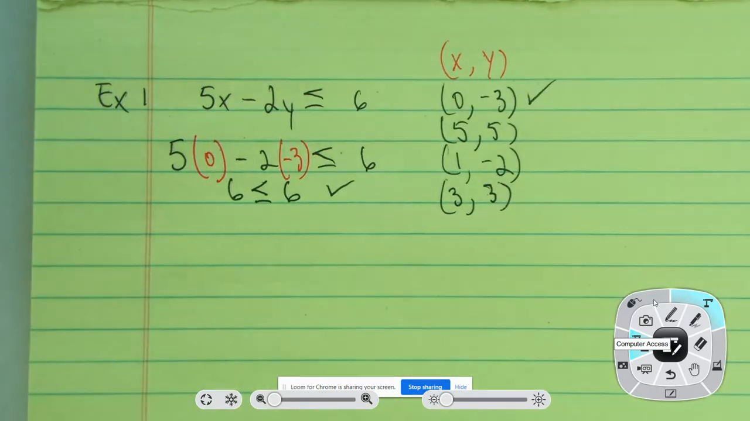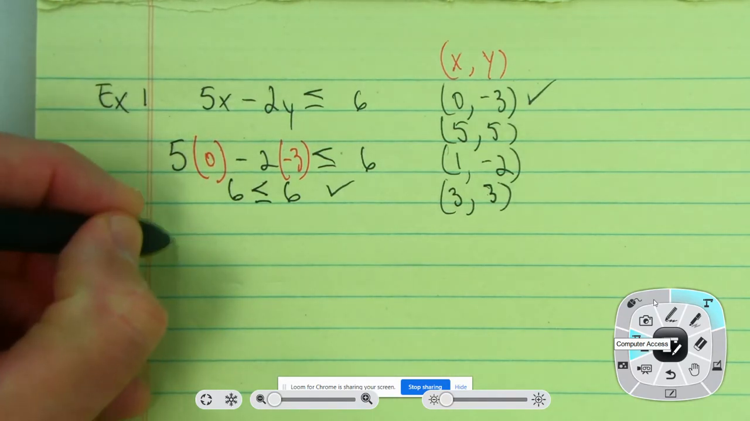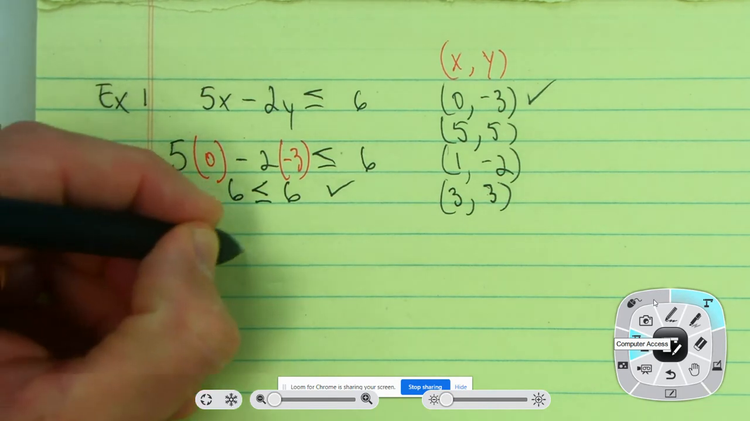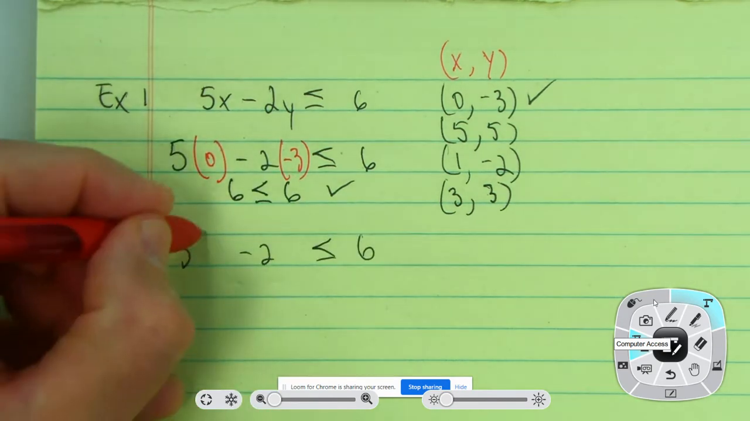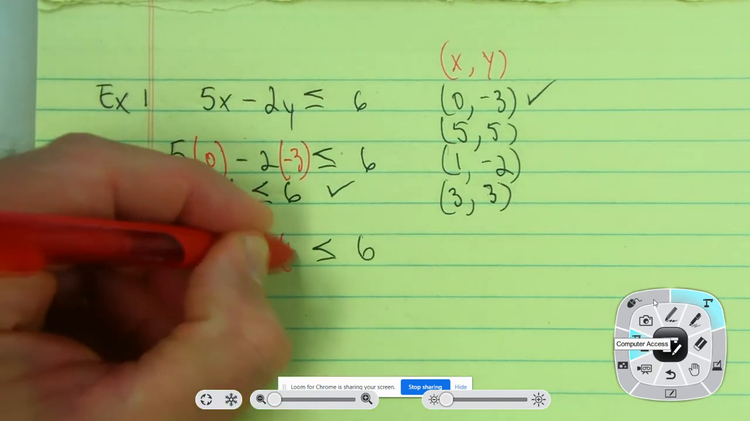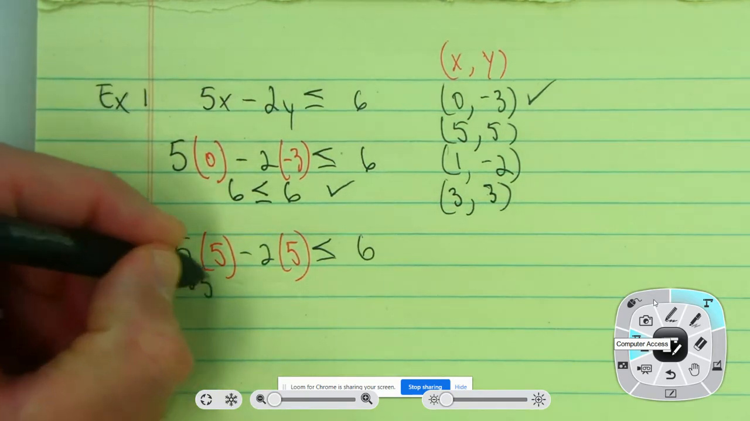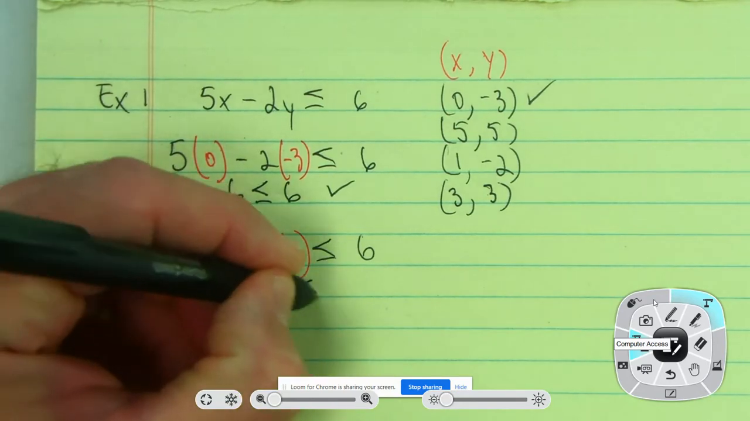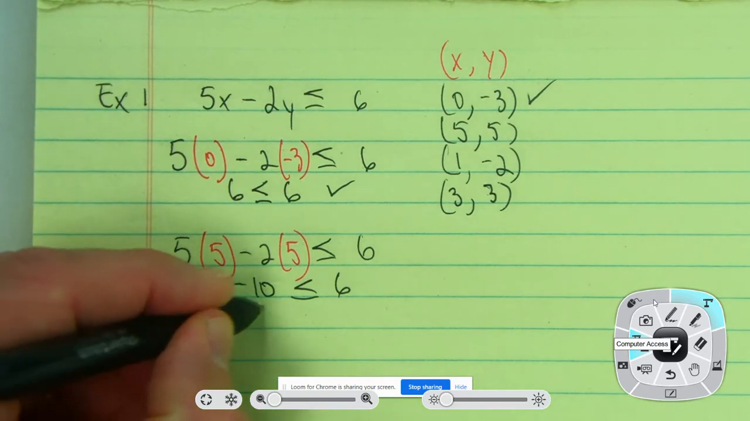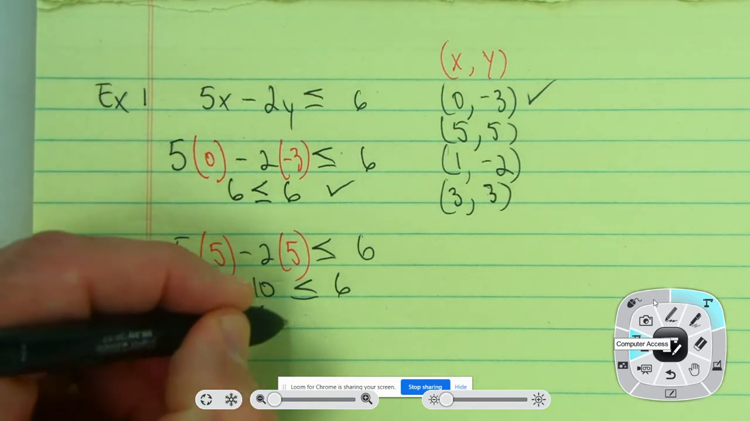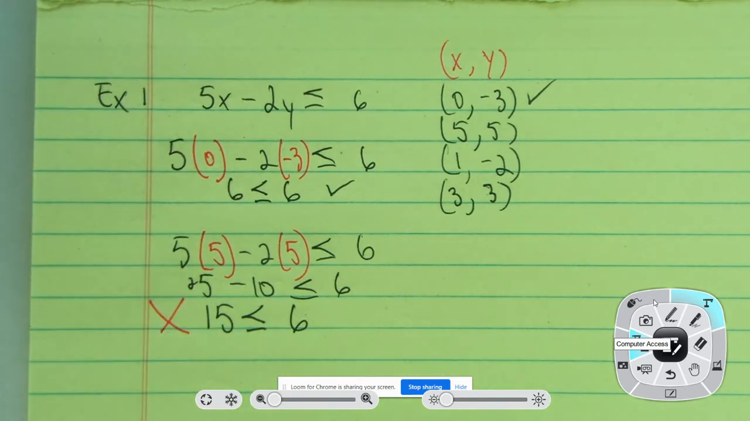Okay, so I need to try 5, 5. I'm going to do the same thing to figure out if that's a solution as well. So it's 5 times x minus 2 times y, is that less than or equal to 6? So I'll plug in 5 and 5. X is 5, y is 5. So it's 25 minus 10, which is less than or equal to 6. 25 minus 10 is 15, but 15 is not less than or equal to 6. So I know that that is not a solution.